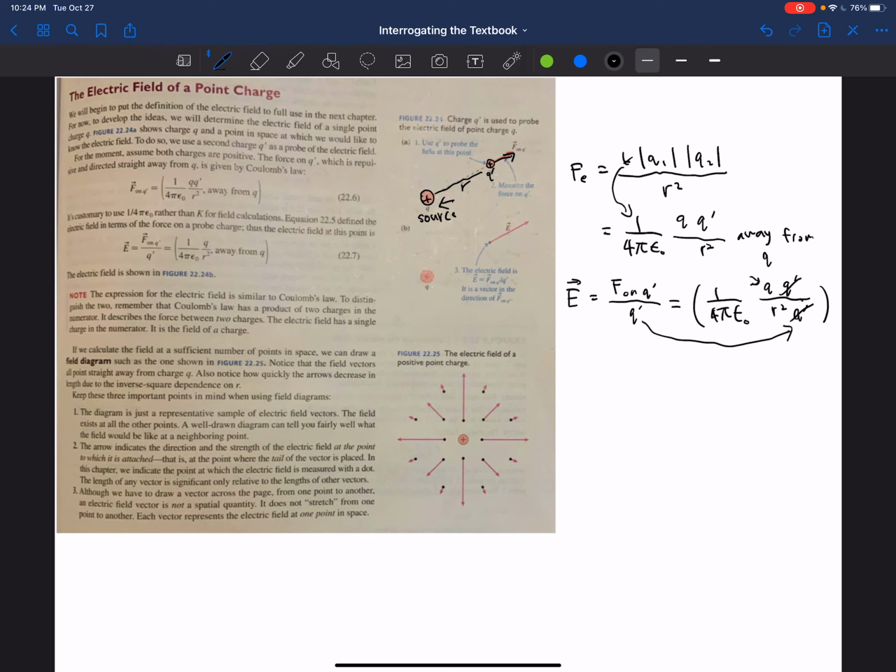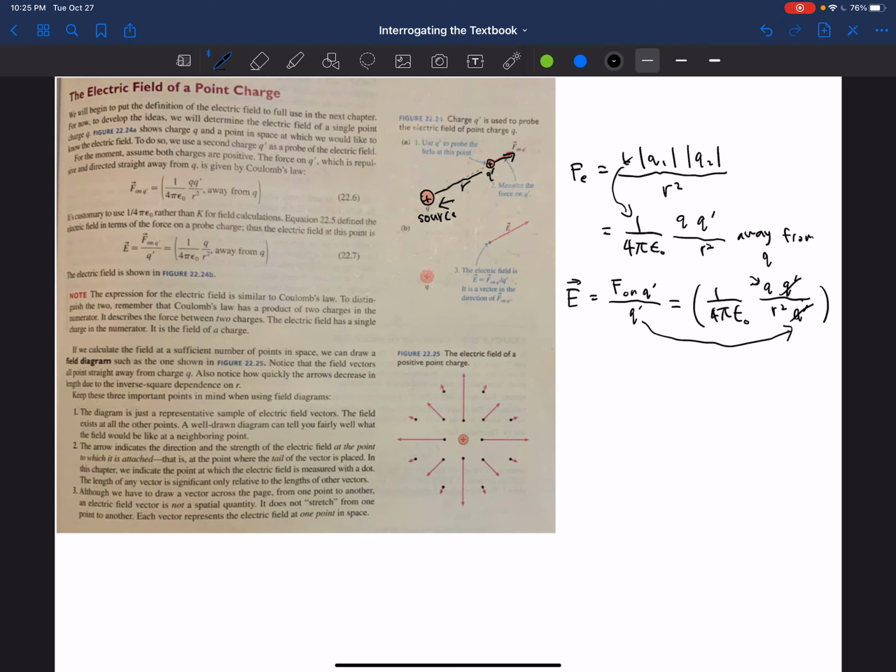Note the expression for the electric field is similar to Coulomb's law. To distinguish the two, remember Coulomb's law has a product of two charges in the numerator to describe the force between two charges. The electric field has a single charge in the numerator. It is the field of a charge.